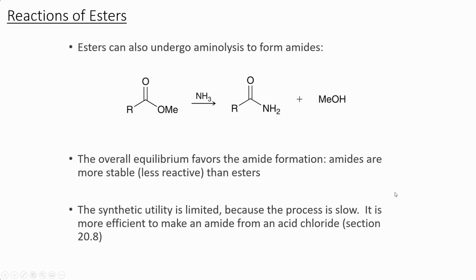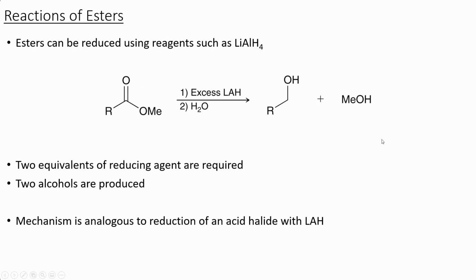We can undergo a similar reaction with ammonia to form an amide from an ester. The overall equilibrium favors the amide formation because amides are more stable than esters. However, this is quite a slow process, and in most cases we're going to want to, instead of using an ester, convert an acid chloride to these different carboxylic acid derivatives.